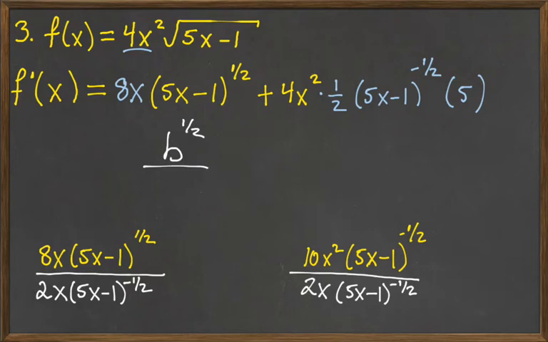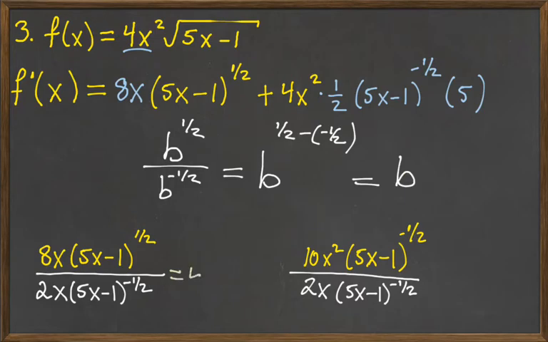And so we'll do an example here. If I have b to the 1/2 divided by b to the negative 1/2, what you do when you divide like bases is you subtract your exponents. So that's going to be b to the 1/2 minus negative 1/2. And so that is going to make b to the first power. So over here, if we simplify that down a little bit, 8 divided by 2 is 4. The x's will absorb, and we have 5x minus 1 to the first power, just like we have here.